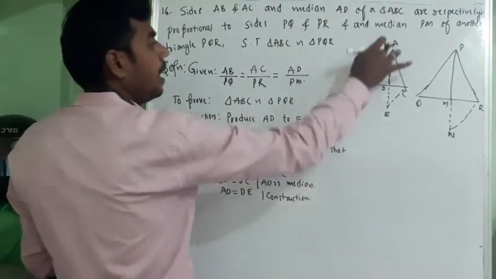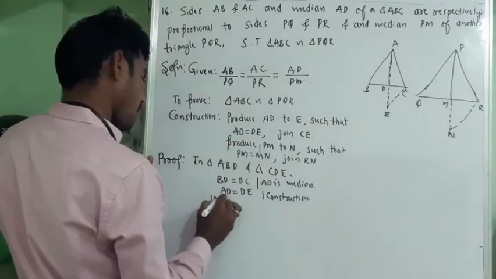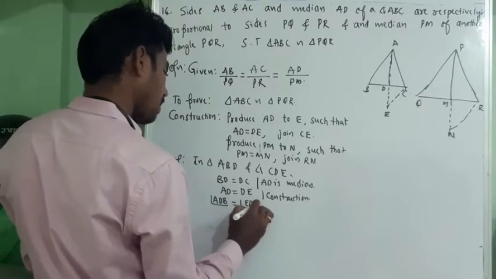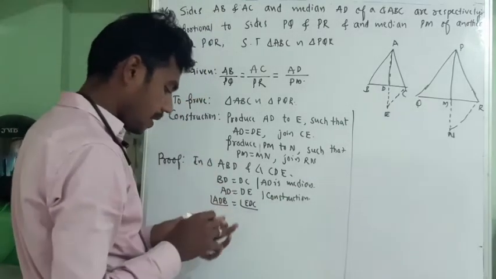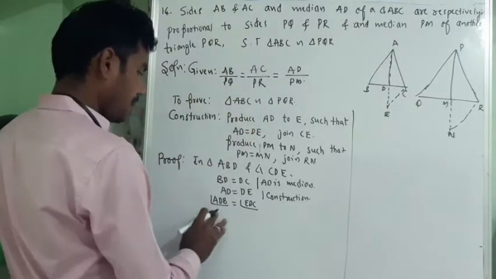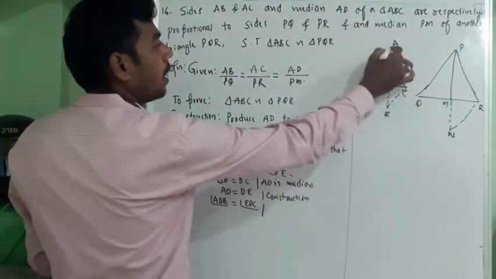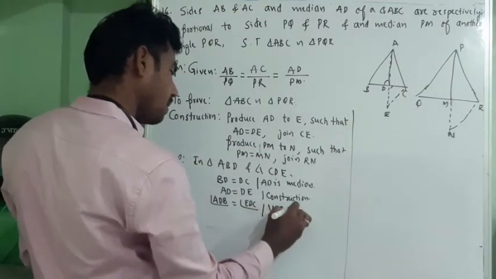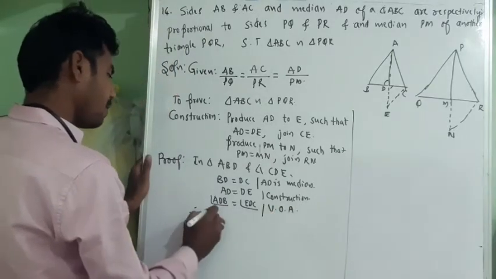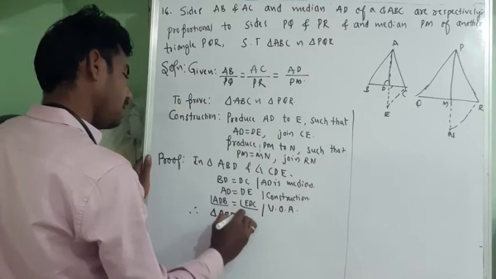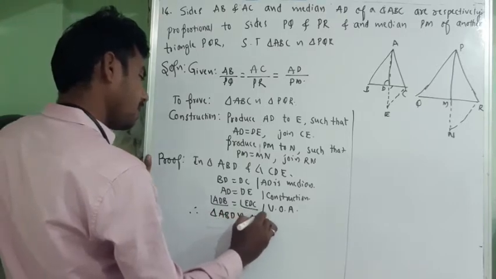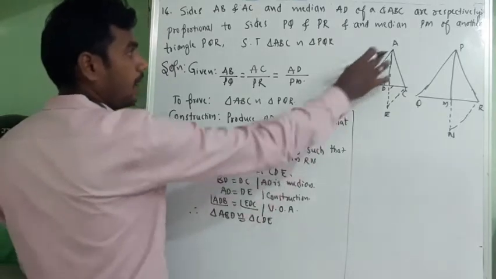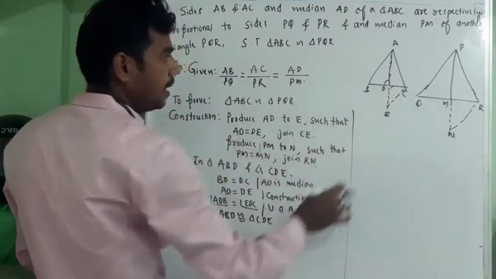Then angle ADB is equal to angle EDC. Now, this is because ADB and EDC are vertically opposite angles. Therefore, what we can say, triangle ABD is congruent to triangle CDE.